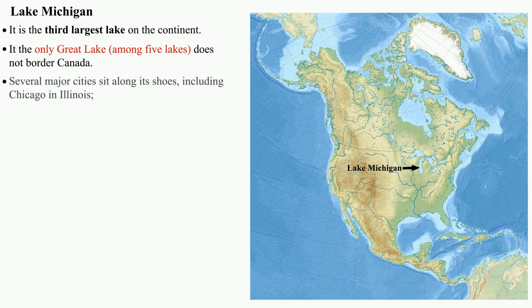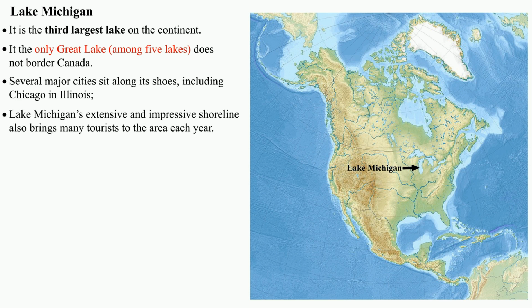Several major cities sit along its shores, including Chicago in Illinois. Okay, so Chicago is on the shore of Lake Michigan. Lake Michigan's extensive and impressive shoreline also brings many tourists to the area each year. So it's a major tourist place.